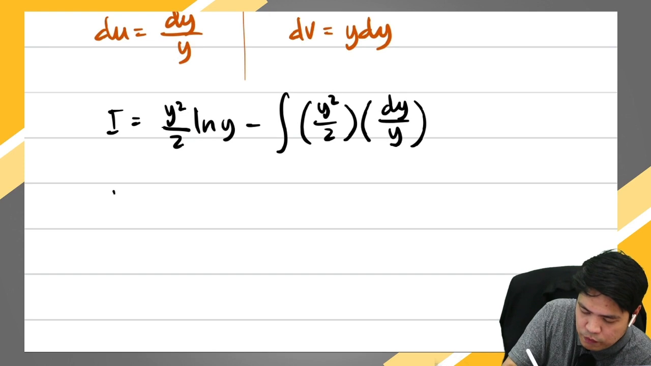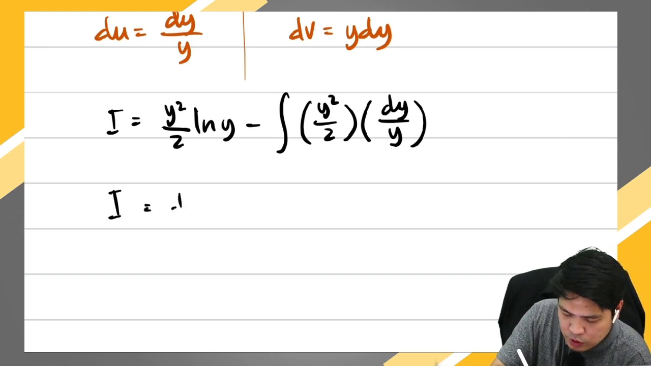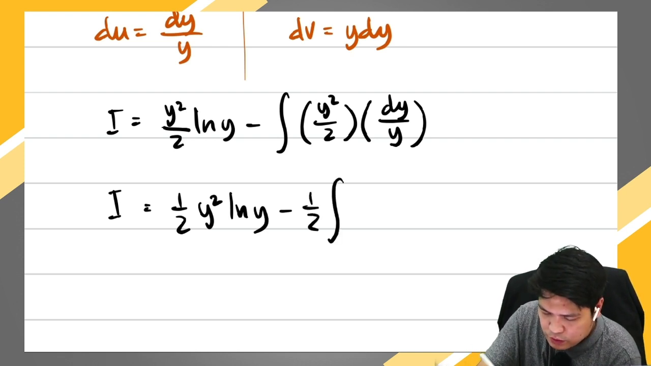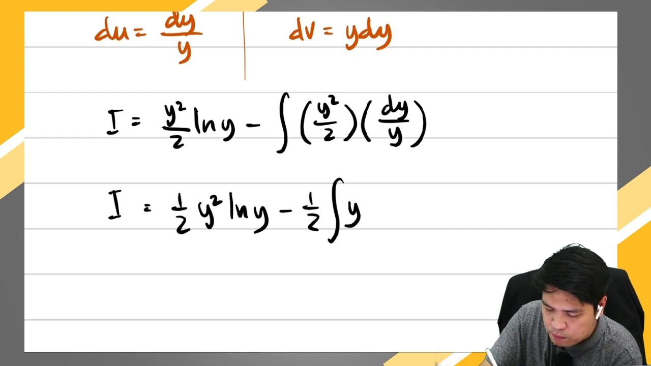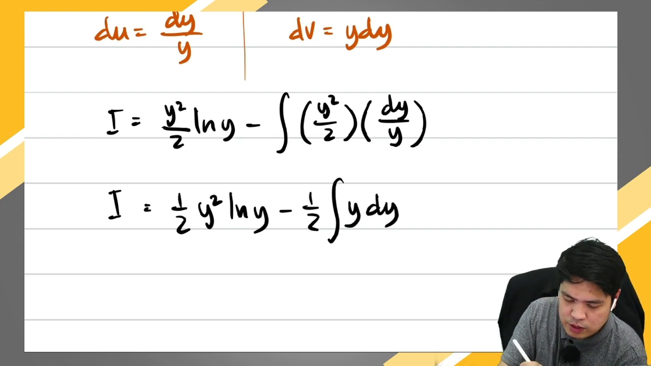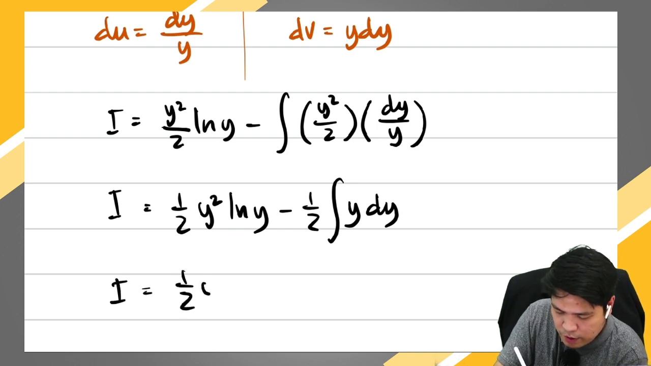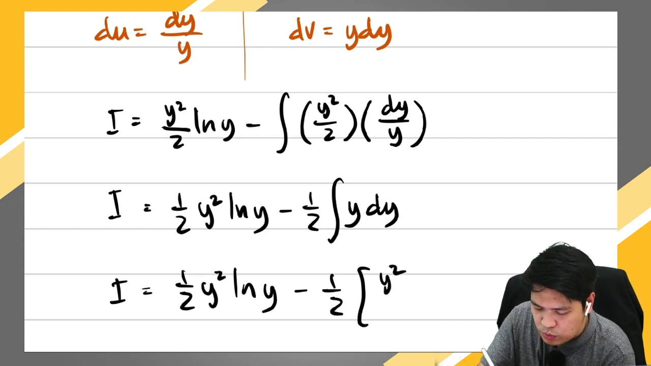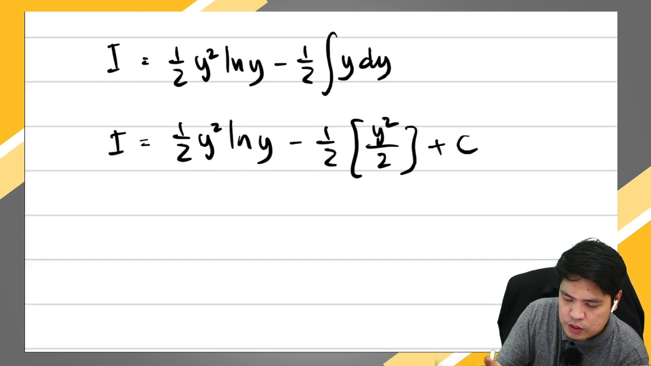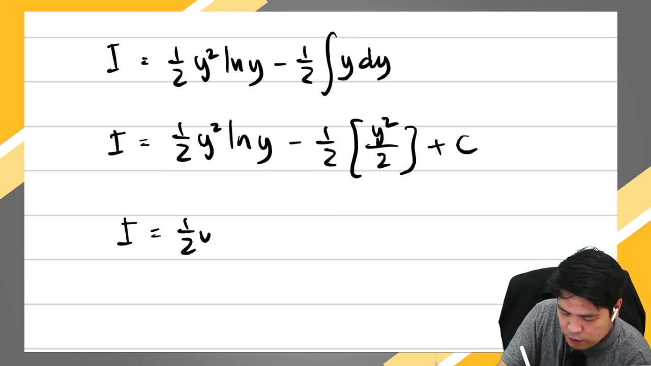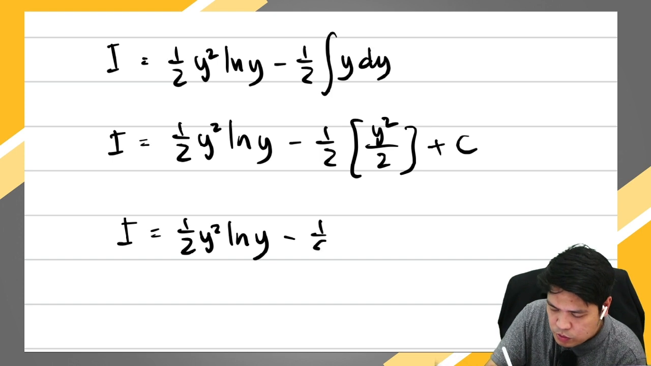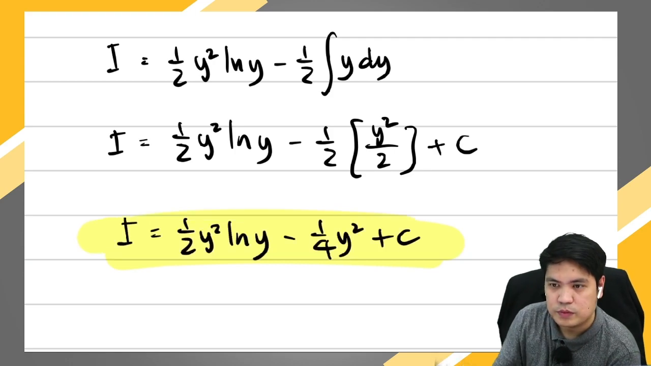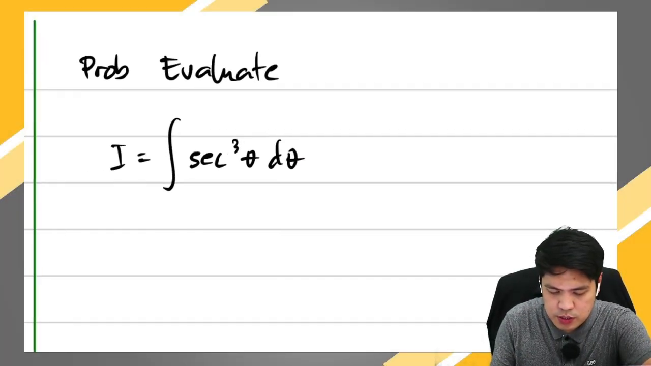So if we simplify this, we'll have I is equal to 1/2 y squared ln y minus, I'll factor out 1/2 and one y cancels, so that would become y dy. So therefore, I is equal to 1/2 y squared ln y minus 1/2 times the integral of y dy, that's just y squared over 2 plus c. So therefore, our final answer is just 1/2 y squared ln y minus 1/4 y squared plus c. Then that is our answer. Very easy.